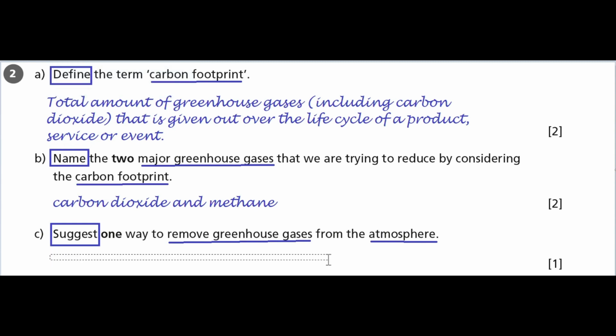And there are 2 ways to do that. You either grow more trees, i.e. plant forests, or you can use carbon capture. Now you only need to put one of them down because it's just a 1-mark answer.